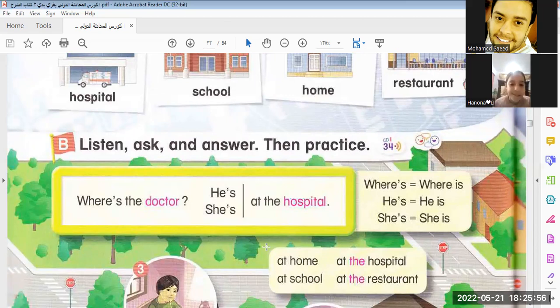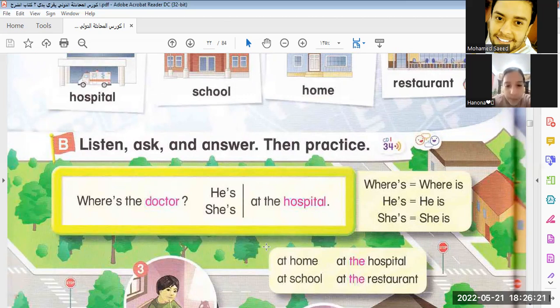So let's practice. Hannah, where is your father? My father, he is at the home. Where is your mother? She is at the kitchen. Where is your sister? She is at the living room.